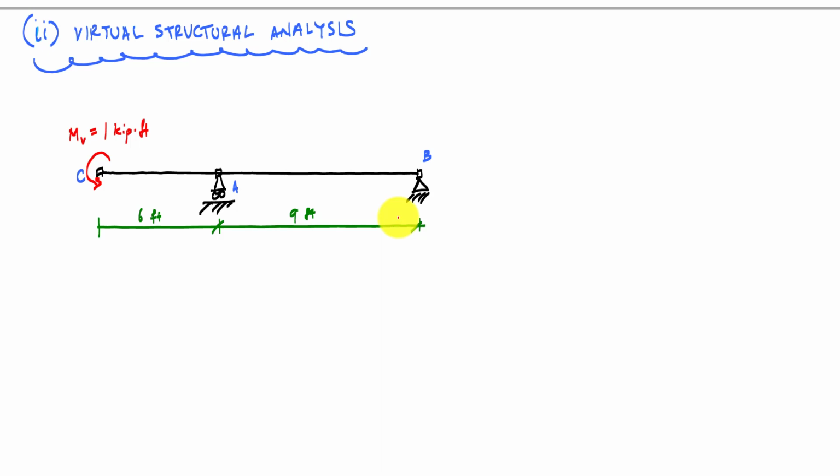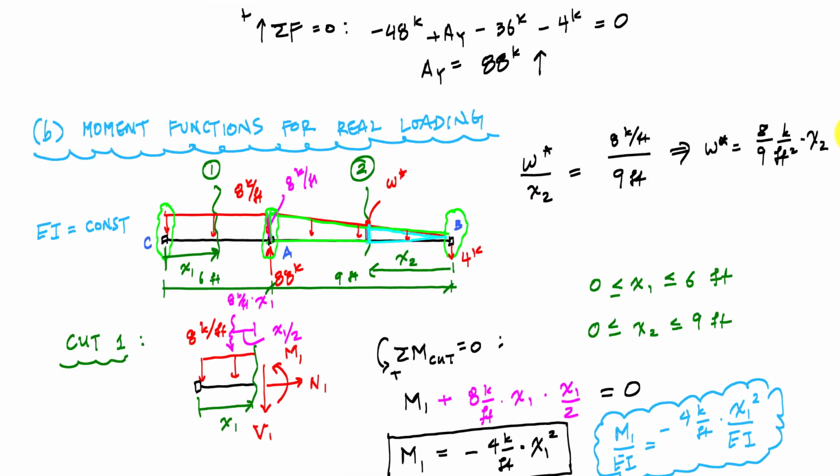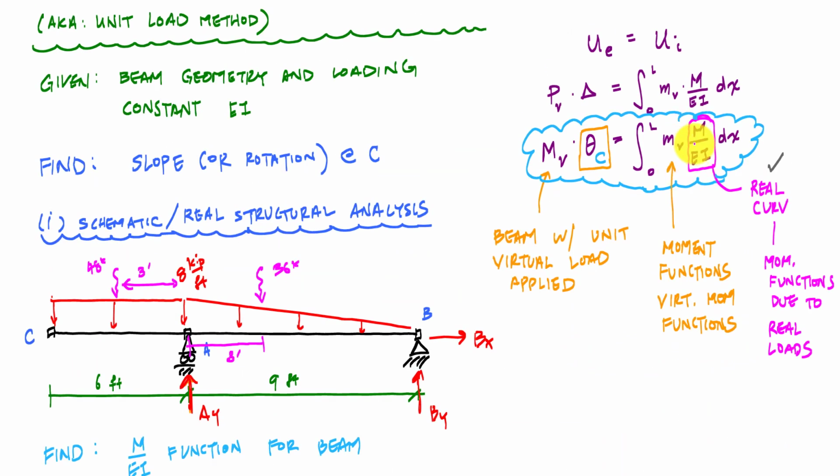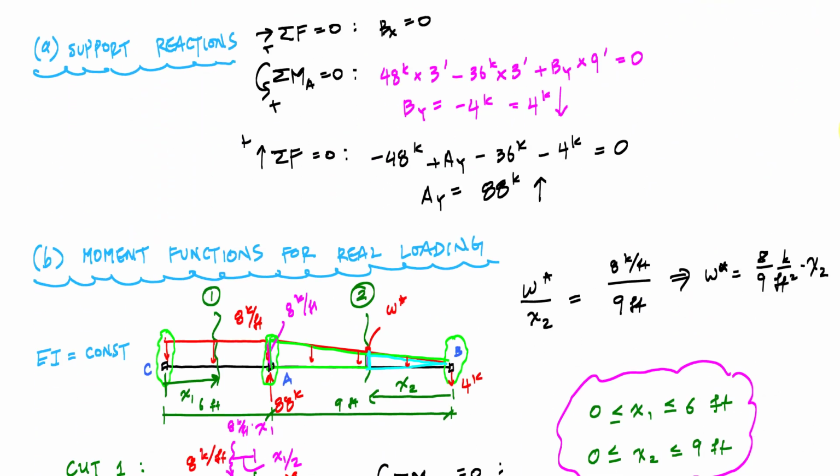Now what I want to find in this problem is really the moment functions. We call them virtual moment functions because of the virtual load that's applied, and I'll give them a lowercase m. The key here is that you need to have the same coordinate systems that you used in the real structural analysis, so that when you integrate, we have the same bounds for each of the functions. We want to multiply the functions together and make sure that we start and end in the same way. We're speaking the same language, if you will.